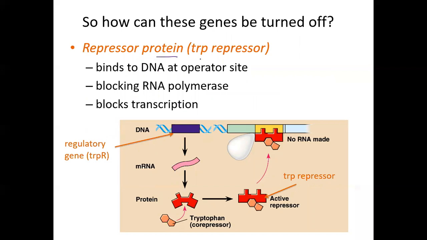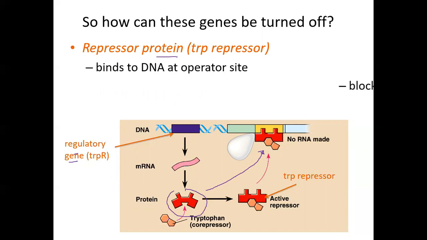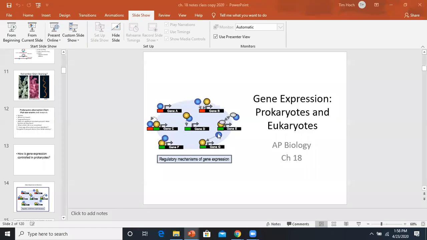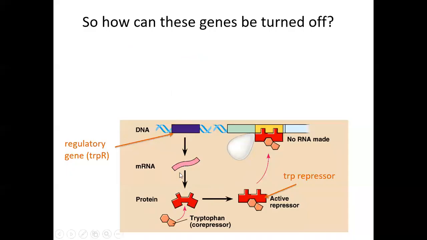The repressor protein is going to be a protein that can bind to the operator, okay? So this is your regulatory gene. The regulatory gene makes a repressor protein, and then it all becomes a matter of how this repressor protein gets turned on or turned off, okay? So let me show you this visual. Actually, I'll pull out the tryptophan visual right here.